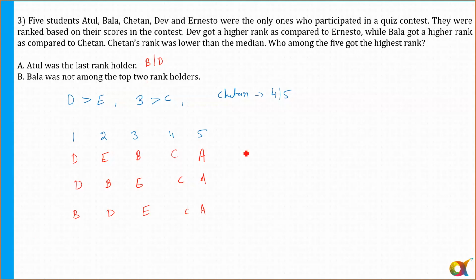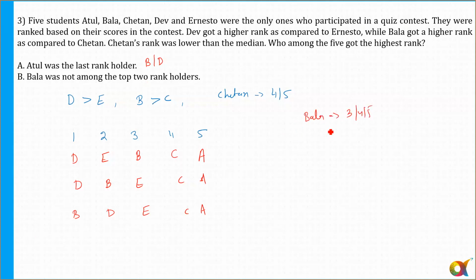Statement 2 individually says that Bala was not among the top 2 rank holders. So Bala is not among the top two. It is either 3, 4 or 5. But can we identify who is at the first rank? Again, no. Anything is possible. A lot of possibilities are there.